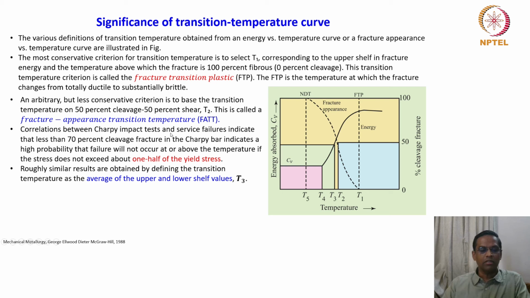Correlations between the Charpy impact test and service failures indicate that less than 70% cleavage fracture in the Charpy bar indicates a high probability that failure will not occur at or above that temperature if the stress does not exceed 1/2 of the yield stress. So these are some thumb rules people keep to predict material behavior. Roughly similar results are obtained by defining the transition temperature as the average of the upper and lower shelves value. This is T3. So it is almost like the middle of the S-curve.